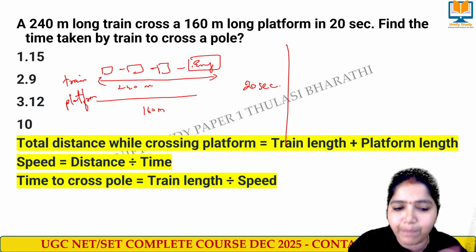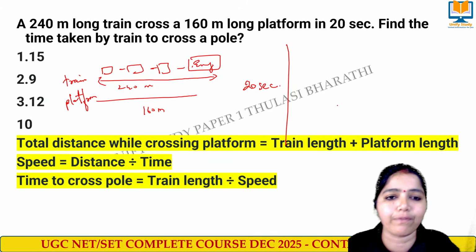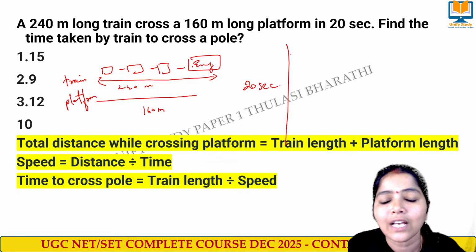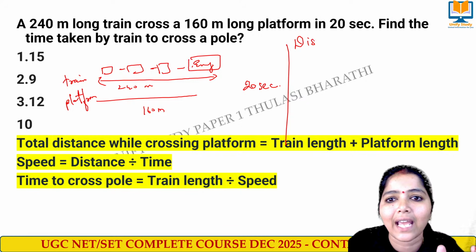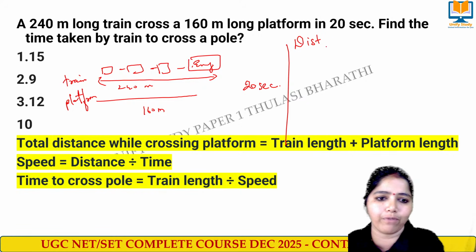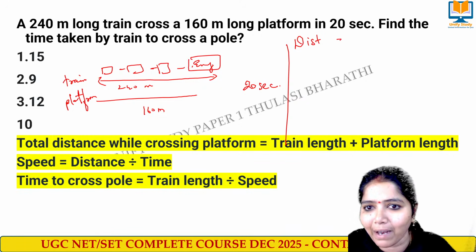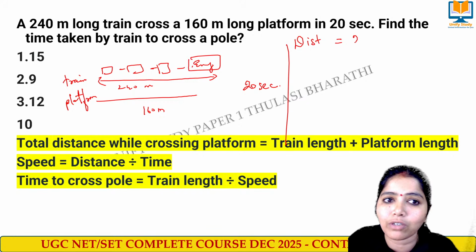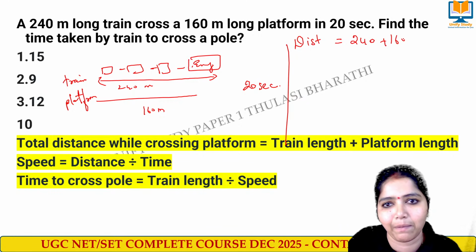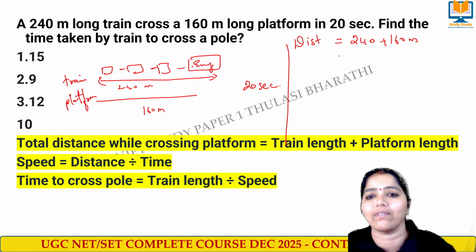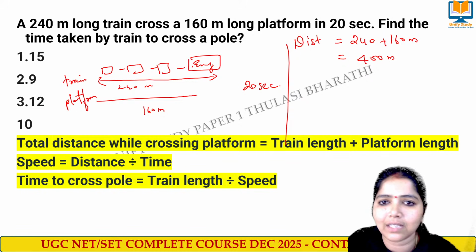For this we have a simple formula. The train length, platform length. What is the total distance while crossing the platform? The total length is nothing but 240 meter plus 160 meter. That is the length totally taken to travel. So that is 400 meter. This is the total distance.